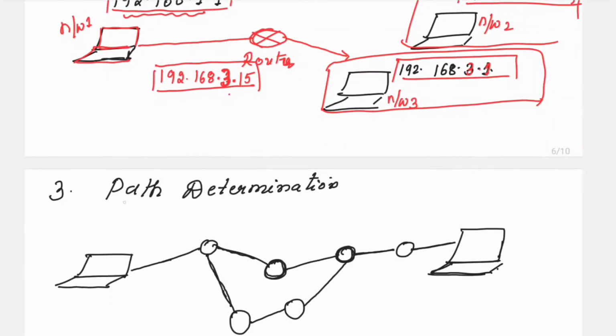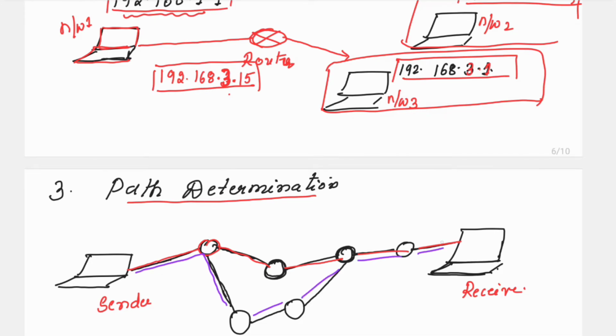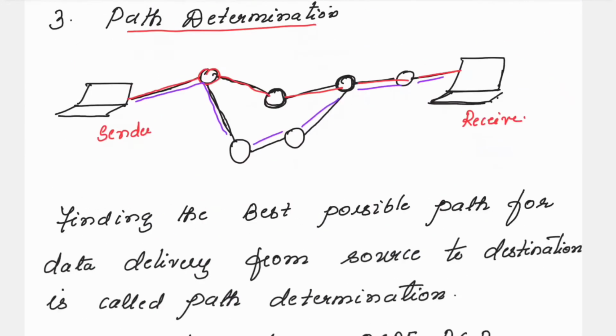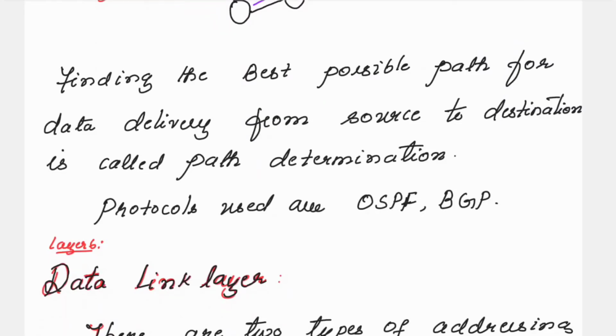The third functionality at the network layer is the path determination. Now the sender is present here in one network, and the receiver is present in the other network. There are various paths to reach the network. The sender can choose this path or this path in order to send the packet. So selecting a particular path to make the packet reach the destination host is path determination. There are various algorithms to select a particular path. At present in this topic, you just try to know what you mean by path determination. It is the best possible path for the data delivery from the source to the destination. And there are various protocols, OSPF, border gateway protocol.